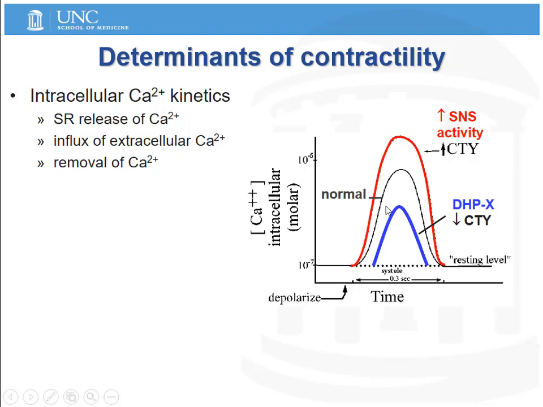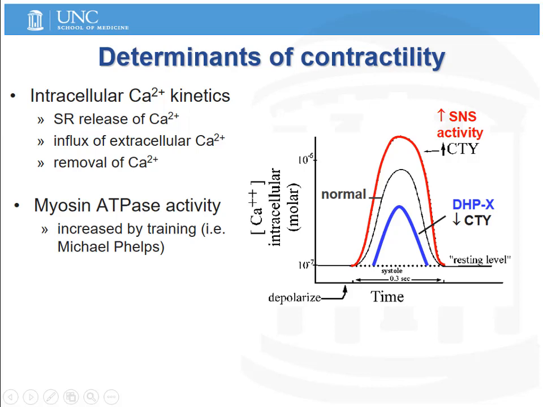But there are also other determinants of contractility. For example, the activity of the myosin ATPase affects contractility. The myosin ATPase is the key enzyme responsible for actin-myosin cross-bridge cycling, and its activity is normally determined by genetic factors. However, it's possible to increase its activity through training, and an example of this is an Olympian like Michael Phelps. So increasing the myosin ATPase activity would increase contractility. Myosin ATPase activity and therefore contractility can also be decreased by certain disease states like heart failure and by aging.